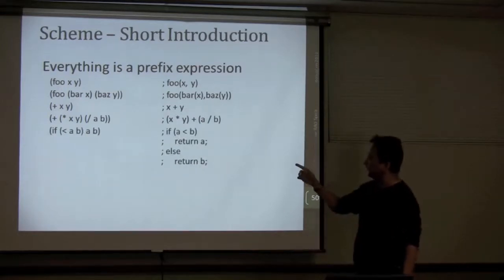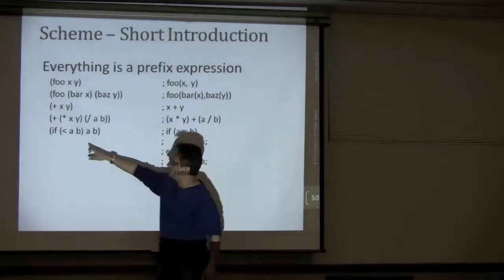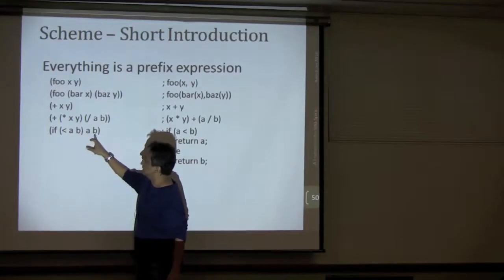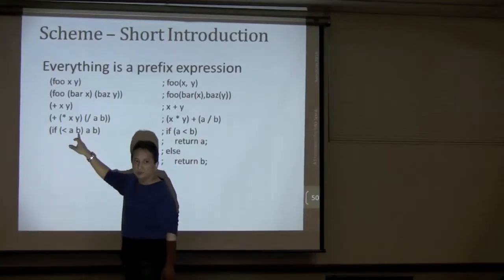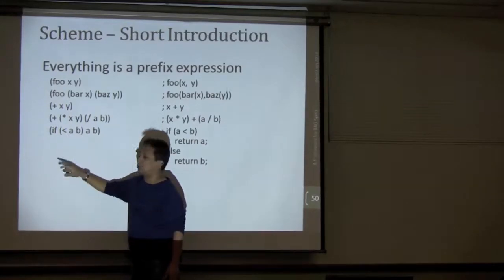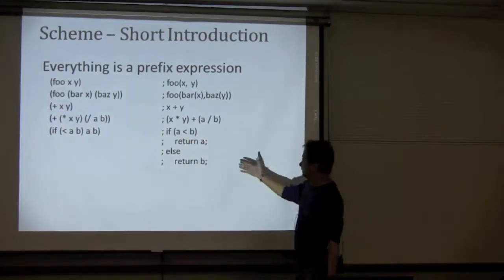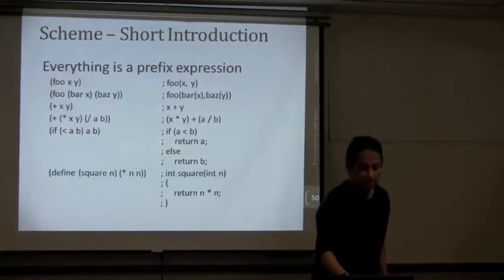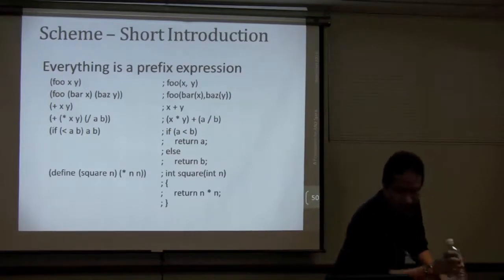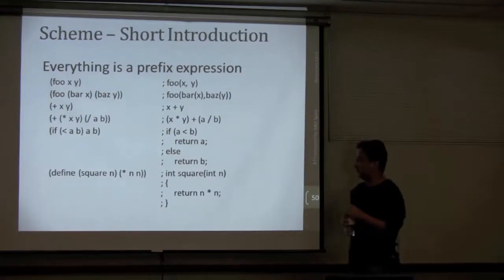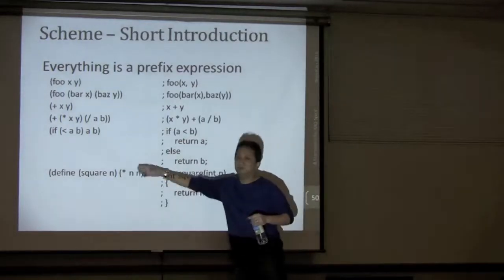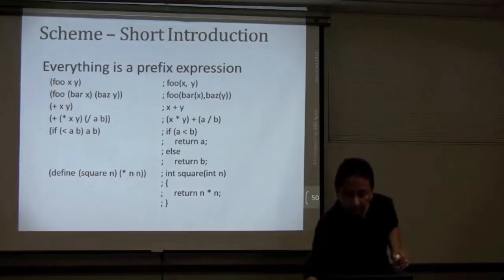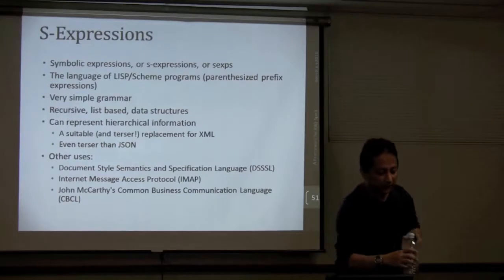Here's how you do if. Again, this is a function call, and this is the condition, the true branch and the false branch. The condition is again another function call comparing A and B. And this is your C++ counterpart. Now here is how you define functions in Scheme. Comparing that to that, this is simpler, more terse.